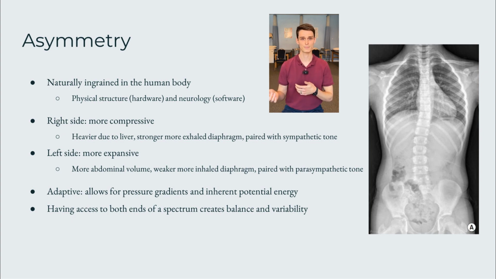And this, again, is not a bad thing. It's not that we want everybody to be symmetrical. This actually creates ingrained pressure gradients in the body, creates sort of a potential energy situation where we can be moving from one side to the other and back and forth. The goal is for people to have that movement variability where they can access both sides of their body equally and shift equally back and forth between them.